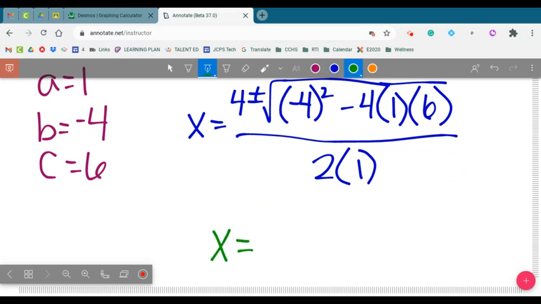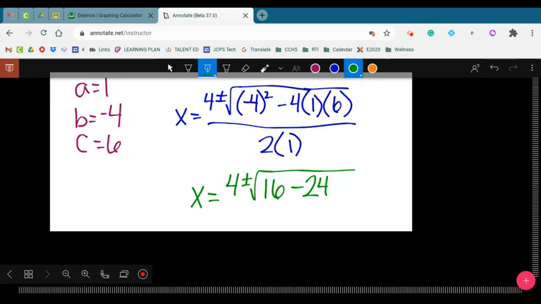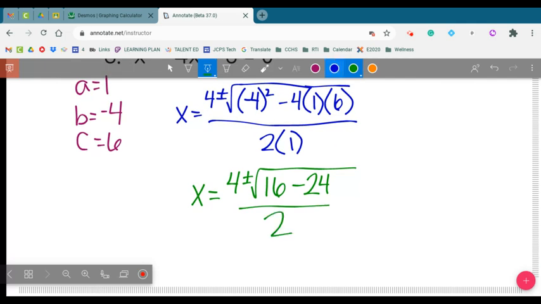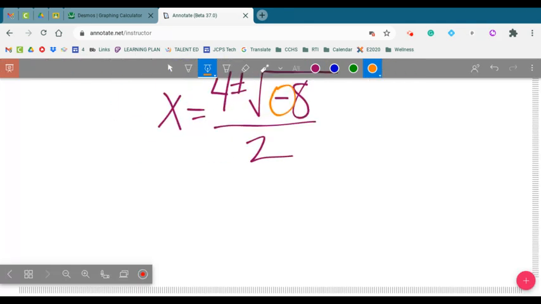So you get x equals 4 plus or minus the square root. 4 squared is 16. And then minus 24, divided by 2. So you're going to get x equals 4 plus or minus the square root of negative 8 divided by 2. Again, we have a negative under a radical. So it's going to be no real solutions.